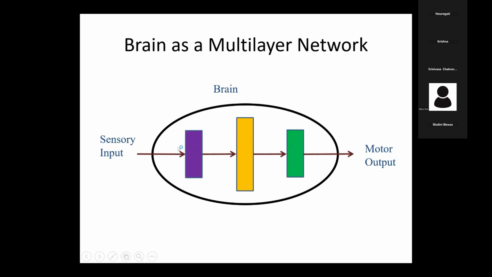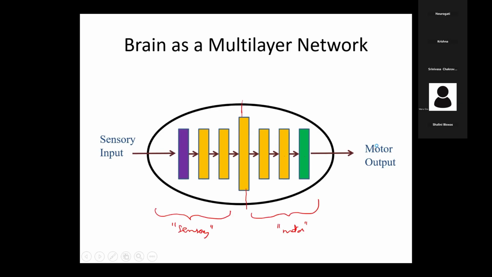In a deep network, you have input in the input layer and output from the output layer. Between the two, you have a bunch of hidden layers. The brain is also like that. The input is sensory input, the output is motor output. And between the two, you can have many hidden layers.